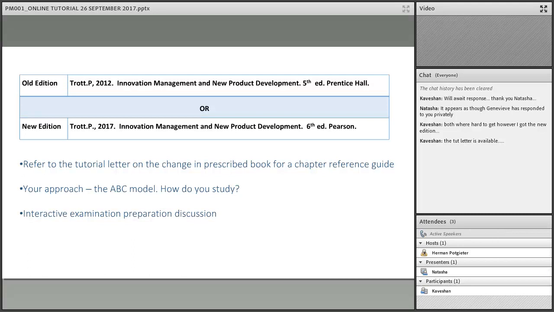Now, I'd like to know from you what your approach is. Cool, thanks. I'd like to know what your approach is to the actual studying of product management. And I'm going to refer to the ABC model. You'll see what that means in a little while. I'd like to know from you, how do you study?